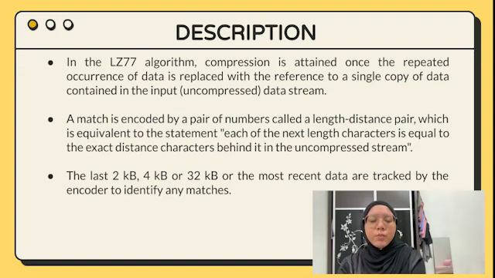The last 2 kilobytes, 4 kilobytes or 32 kilobytes of the most recent data are tracked by the encoder to identify any match. The data is stored in a structure called a sliding window, giving the name sliding window compression to LZ77. The data will be used by the encoder to find the match and by the decoder to interpret the referred match. A bigger sliding window means the encoder needs to search longer to create references.